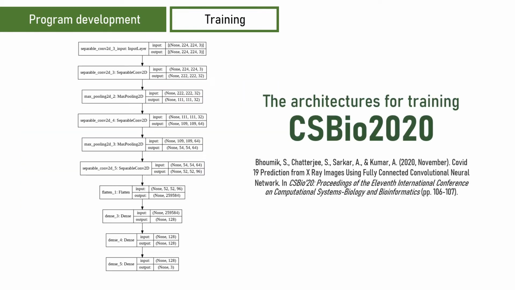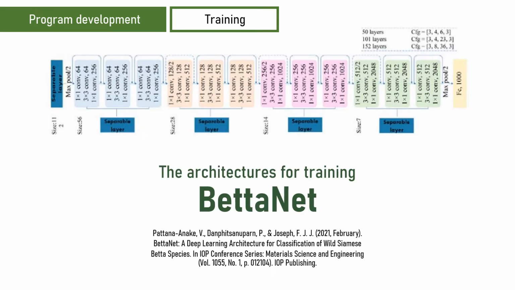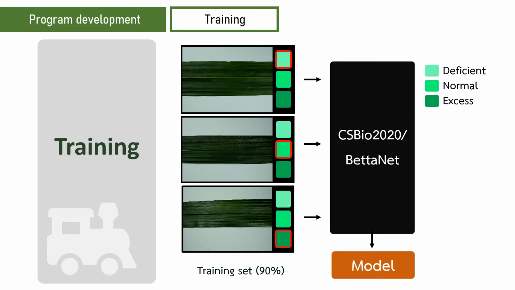After that is the training step. There are two image classification architectures used in this research. The first one is CS-BIO 2020, and another one is BetaNet. We trained the models with the training set of 90% of the dataset. The inputs were images labeled with the nutrient ranges: deficient, normal, and excess. The training has been done for 200 epochs in CS-BIO and 500 epochs in BetaNet.